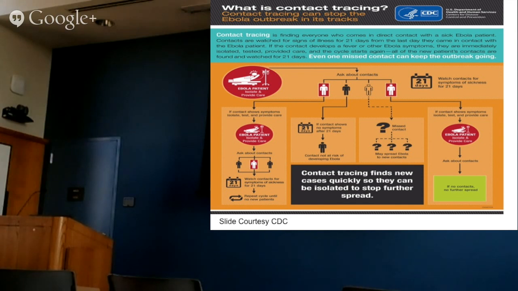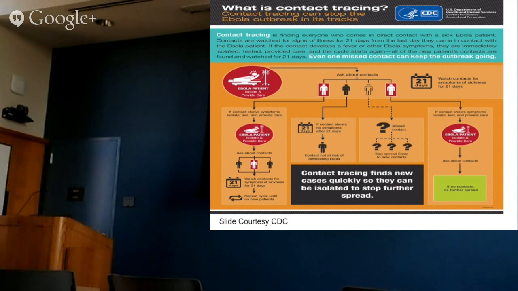But very often, we still check up to find out who else might have come in contact with these people. Especially, think of that first patient, Thomas Duncan in Dallas. He was turned away, seen at an emergency department. They didn't think it was anything serious. He went back a few days later, highly symptomatic, and at that point they decided maybe it was Ebola, and they put him into isolation.